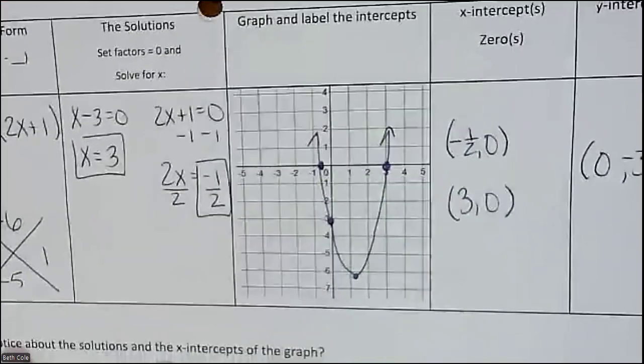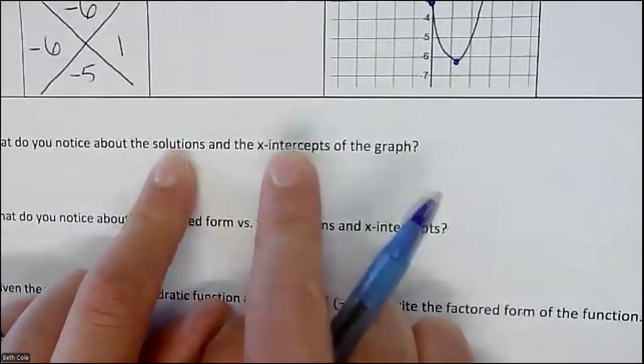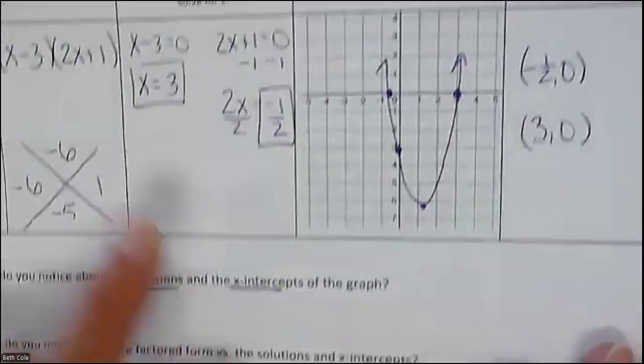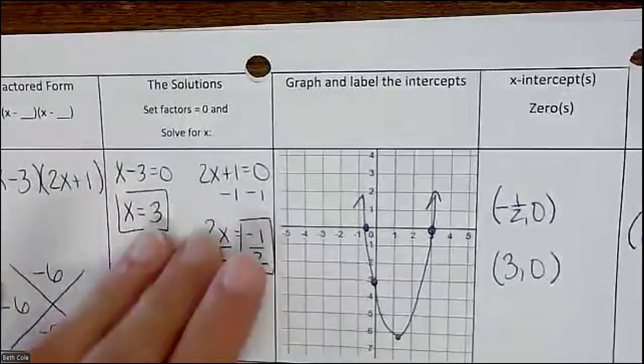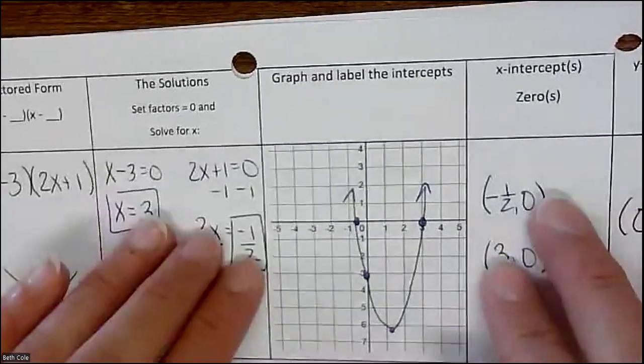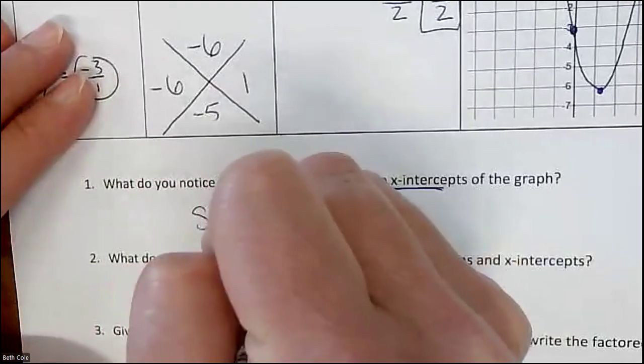Now, you're going to have to watch me point to some stuff. This is going to be a what do you notice? It says, what do you notice about the solutions? Listen, and the x-intercepts. I'm going to point to them. These are your solutions. Do you see where my fingers are right here? And these are the x-intercepts. What do you notice about them? Good job. Same. That's really all I wanted.